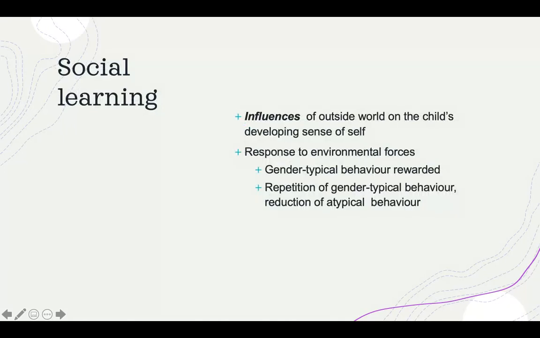Social learning takes a slightly different focus. This comes very much out of behaviorism. It looks at the influences of the child's environment, the outside world, on this developing sense of self. So social learning sees the adoption of gendered behaviors and gendered expressions and traits really as a response to forces in the child's immediate environment, whether that's home or family or school or what have you. And it's a pretty simple model of behavior change. Children learn that if they behave in ways that are permissible or encouraged or allowable for their gender, they will be rewarded.